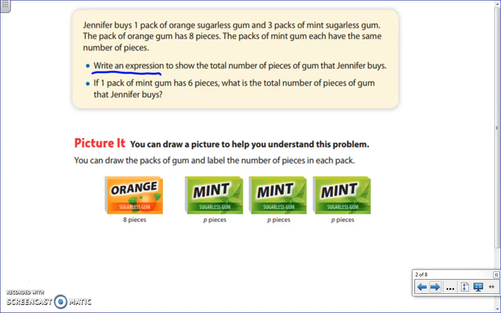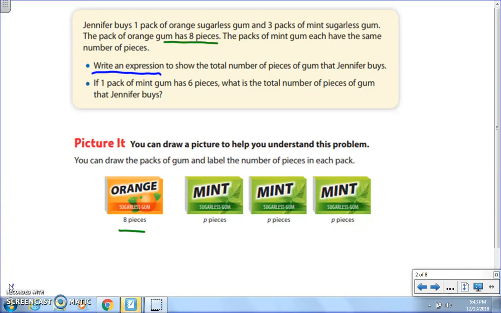It says if we draw the picture of each of the packs of gum, orange, mint, mint, mint, that will help a little bit. Below each of the packs of gum, they've labeled exactly how many pieces are in each one. The orange gum, it says specifically there are 8 pieces in the orange gum. We don't know how many pieces are in each of the packs of mint gum, but we do know that they have the same number of pieces in each one.